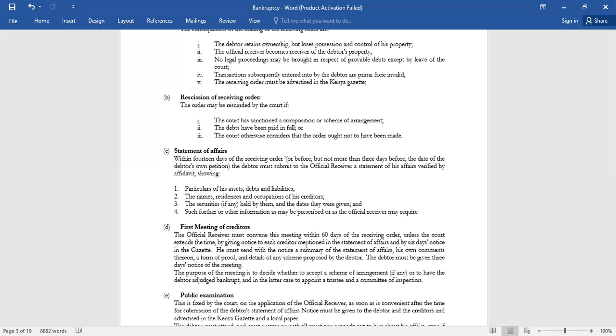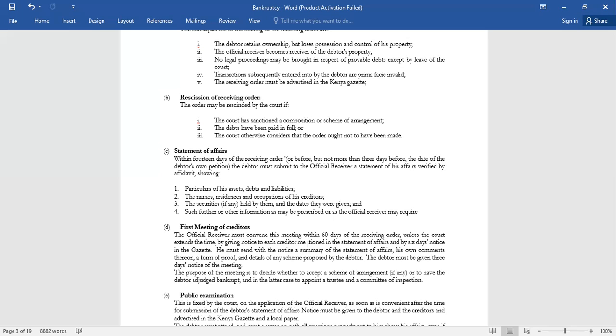So we want you to indicate that such a property is a security to a loan which I took in 2018. The loan is for 5 years, so the loan will be lapsing in 2023. So no one can go ahead and dispose of that property because it is collateral to a loan. And lastly, such further or other information as may be prescribed or as the official receiver may require.